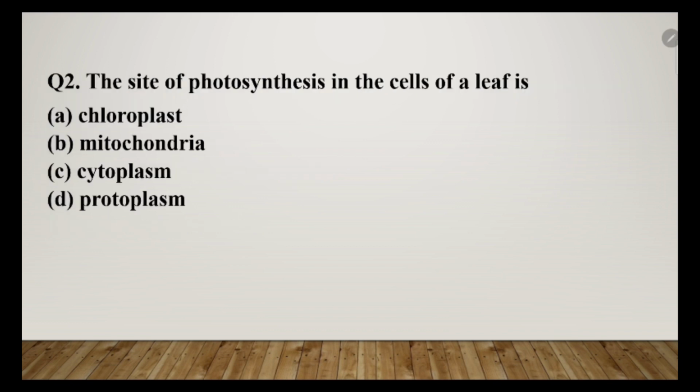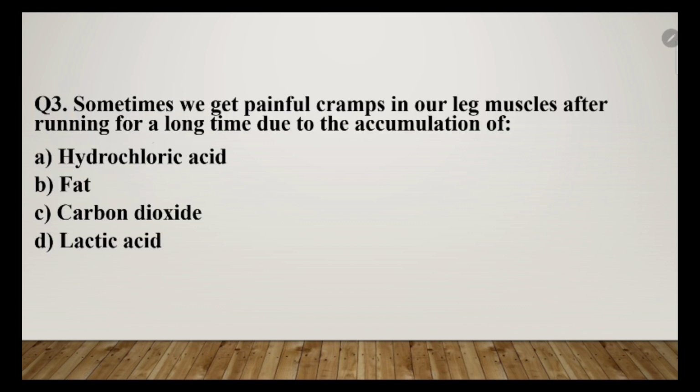Second question is, the site of photosynthesis in the cells of a leaf is the chloroplast. The third question is, sometimes we get painful cramps in our leg muscles after running for a long period of time due to the accumulation of, it is because of anaerobic respiration in the lack of oxygen, and it accumulates lactic acid in the muscle cells.